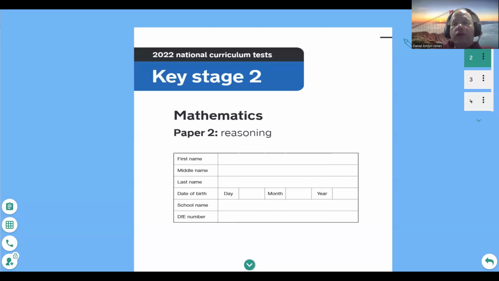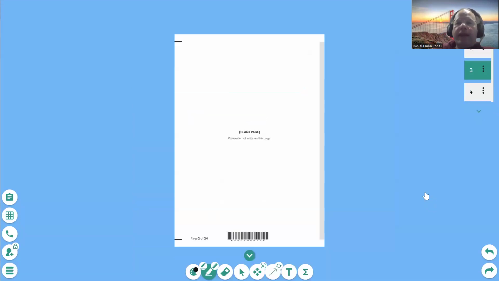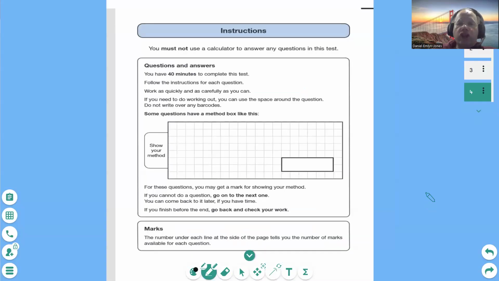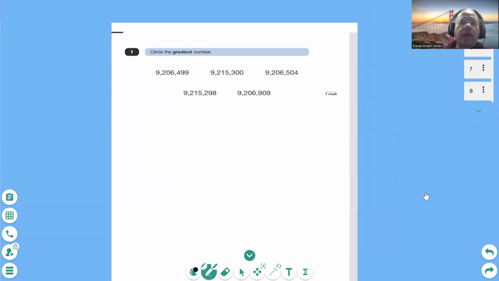Hi, I'm going to talk through the 2022 Key Stage 2 Year 6 Mathematics Paper 2, which is reasoning. I just want to go through it all, which should be fun. So the blank page, you've got to get used to lots of blank pages. I have no idea why they have blank pages. And instructions, important to read all the instructions. And then we come to question 1.